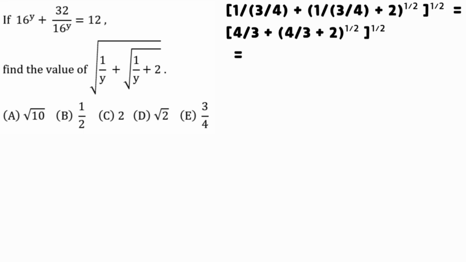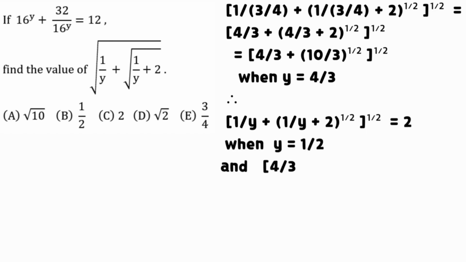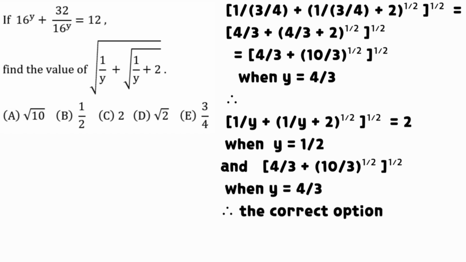Simplify the substituted numerical expression, and our result equals the sum of the square root of 4 divided by 3 and the square root of 10 divided by 3. When y equals to 4 divided by 3. Therefore, the given expression equals to 2 when y equals half is the only result that is given in the options. Therefore, the correct option is C.